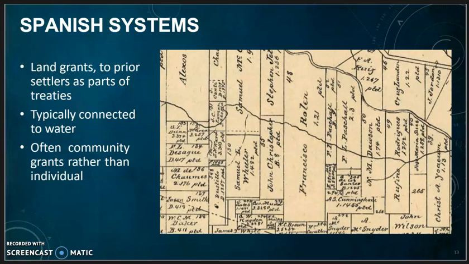So here are a couple more irregular systems. We have the Spanish systems. These were land grants to prior settlers as parts of treaties, typically connected to water as well, often community grants rather than individual grants.